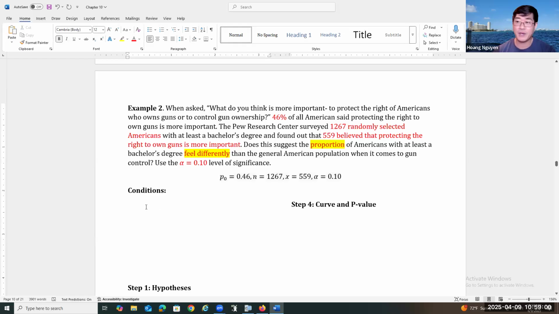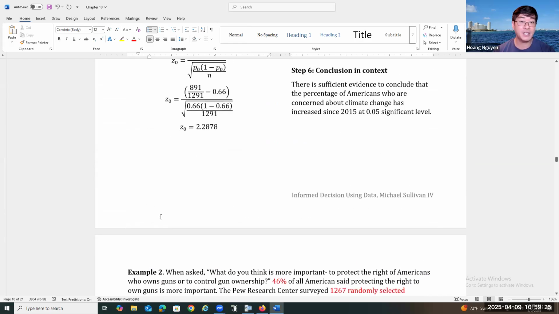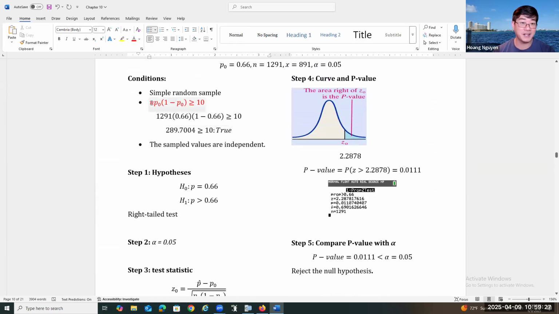Before we move on, let's double check the conditions again. What are the 3 requirements? The first requirement, we want to have a simple random sample. That's good, we have 1,267 randomly selected Americans. So this is a simple random sample, and the first condition should be okay. Now the second condition, what is it? Let me copy the second condition. So this is going to be the second condition.